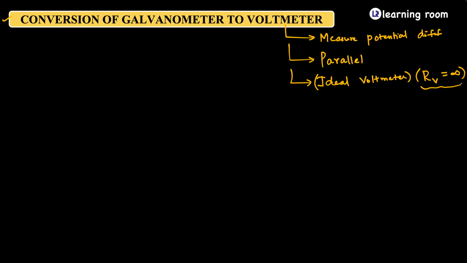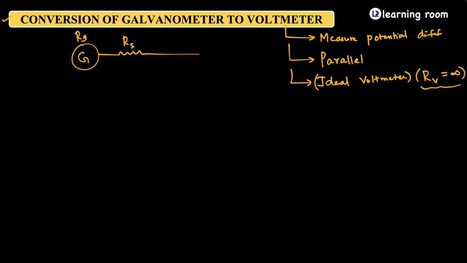Since our job is to convert a galvanometer to a voltmeter, and a galvanometer has a resistance of somewhere around 100 to 110 ohm, you need to take it to 5,000 or 6,000. Means you need to increase the effective resistance. So what are we supposed to do? Take a galvanometer of resistance Rg, and connect another resistor Rs in series with it.